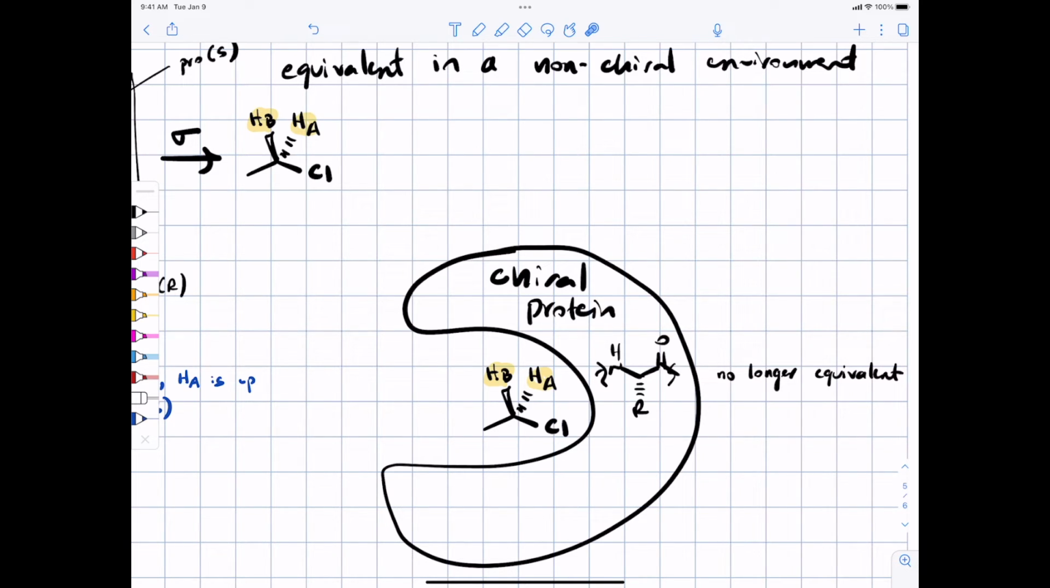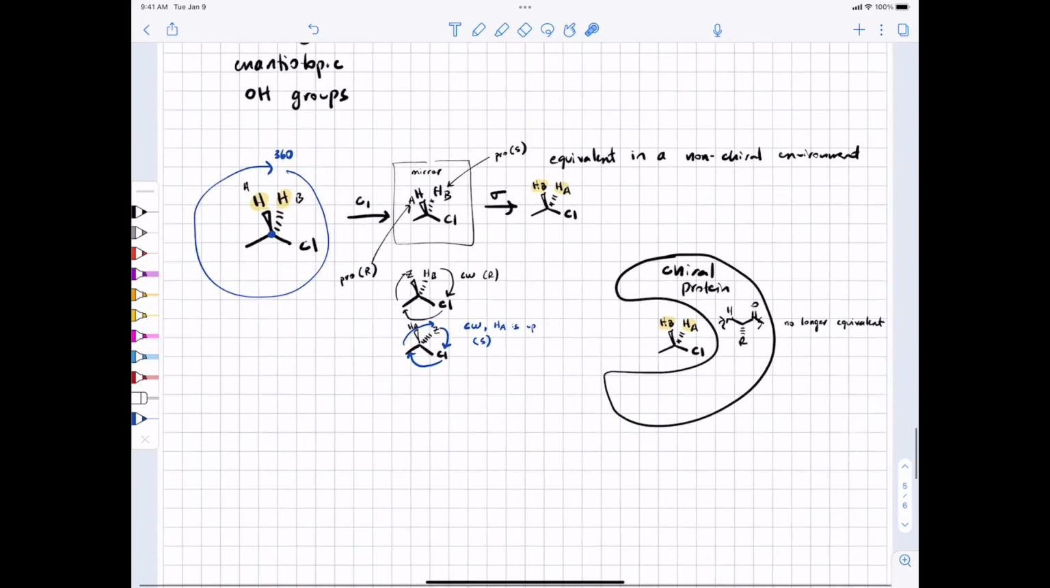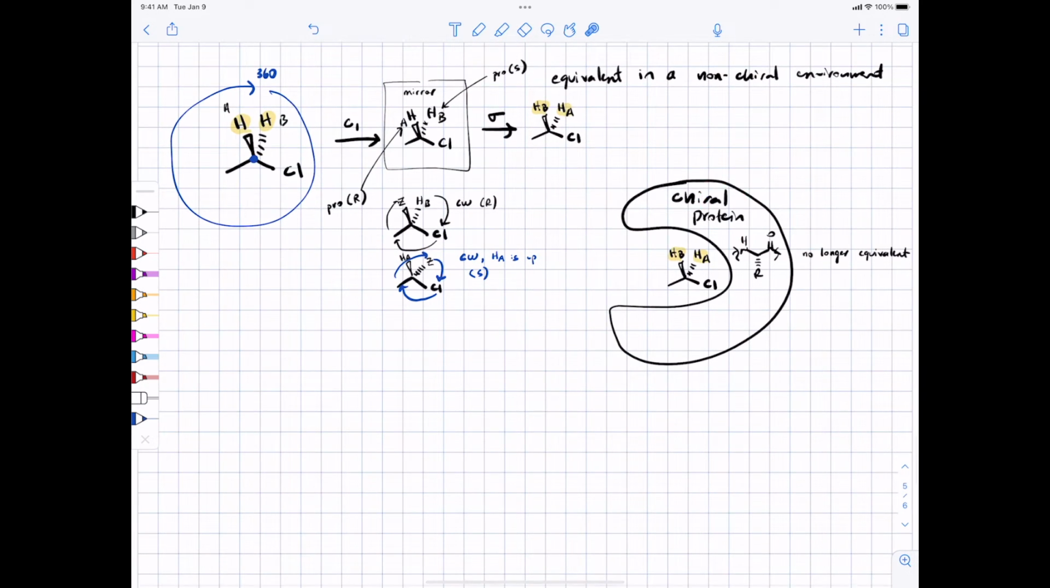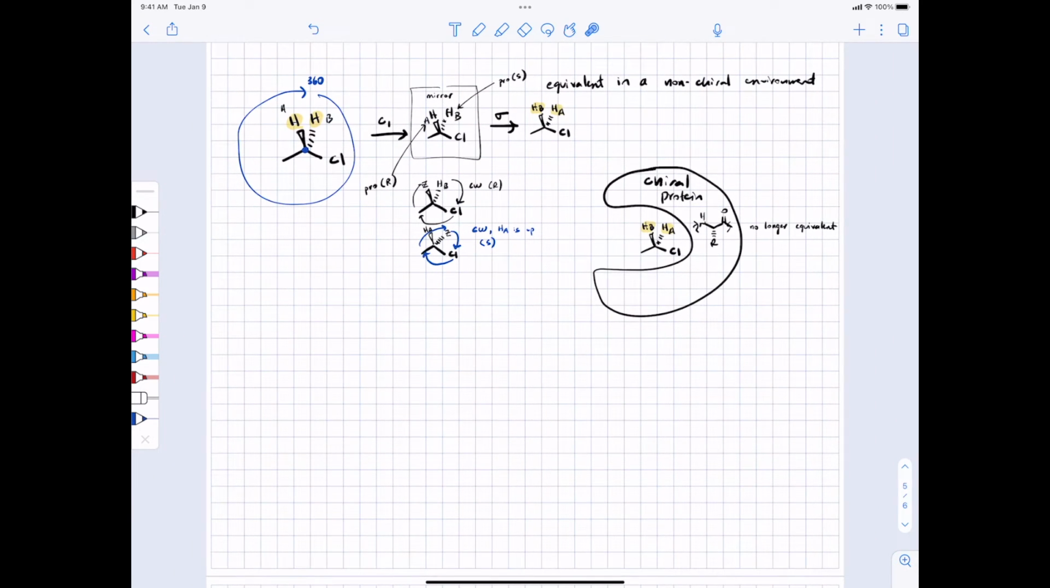Would that chiral environment caveat go for if the chiral center is on the same molecule as well? Like, let's say that Cl was replaced by a chiral center. Would that change the way that we would view HB and HA? Right. If the chiral environment is in the molecule itself, then we actually don't use the word enantiotopic anymore. Instead, we use diastereotopic, which we're going to get to in just a second.